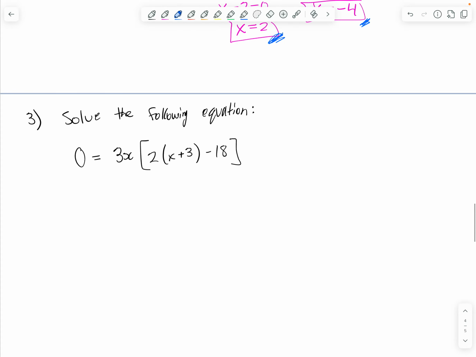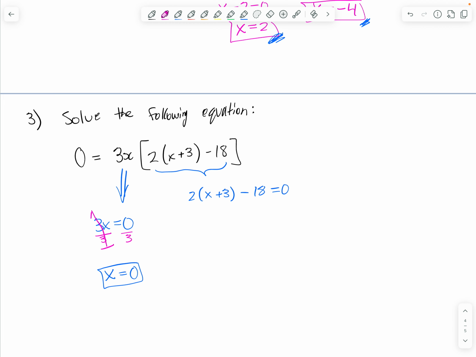So when I'm solving this, I'm using the zero property rule. For this to work, 3x has to equal 0. That happens, dividing both sides by 3, when x is equal to 0. That's one solution right off the bat. And the other one is when this entire term is equal to 0. So I'll write 2x plus 3 minus 18 is equal to 0. Let me add 18 to both sides first. So I will get 2x plus 3 is equal to 18.